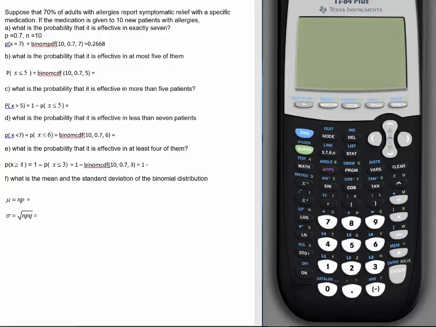Okay, in this exercise you will learn how to use the calculator to solve binomial probability problems. In this exercise I've covered everything you need to know about binomial probabilities.